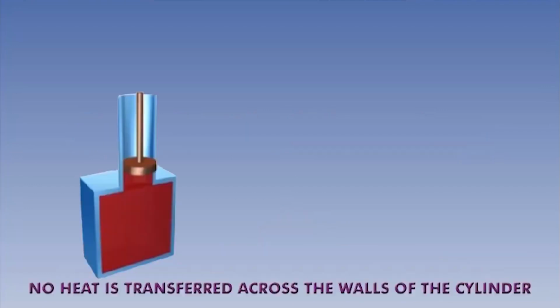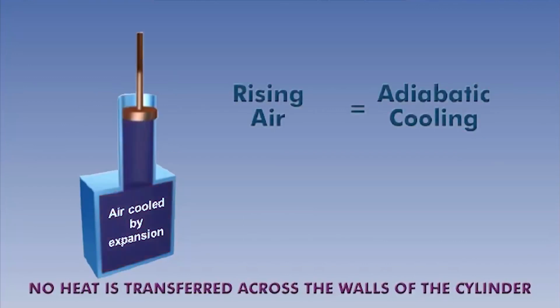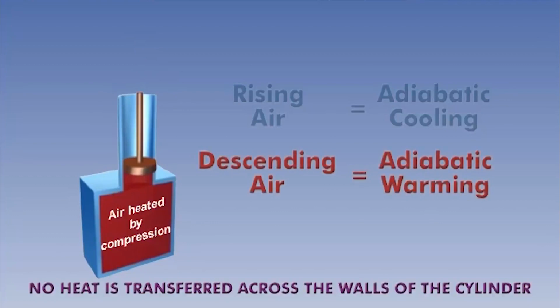So, air moves around within the atmosphere. As it rises, it expands and cools adiabatically, and as it descends, it's compressed and so warms adiabatically. Think of a bicycle pump. As the air is compressed within the pump, it heats up, making the actual pump chamber quite warm. This is almost exactly the same process that occurs within the atmosphere.